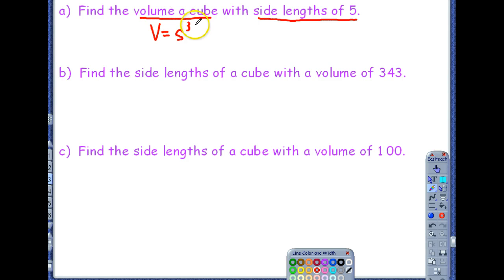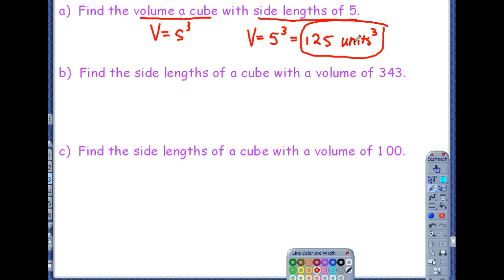Okay, so this volume of a cube is this formula. They give you the side lengths of 5. So basically I can just substitute that in and cube it. Now, a couple ways you can type this in. You could just put 5 times 5 times 5. Or you could use the exponent button, and that's what I would do. So 5 to the third power, which is 125. Now there's no labeling, so you could say units cubed if you wanted to. All right, that's something to be aware of.